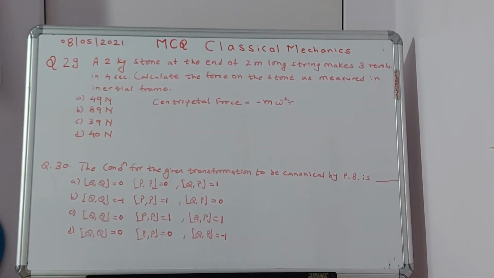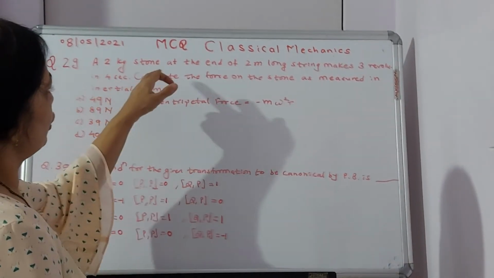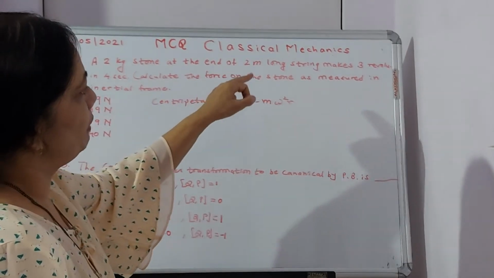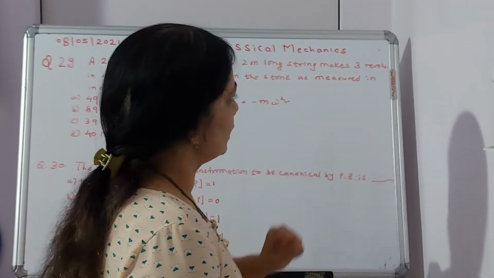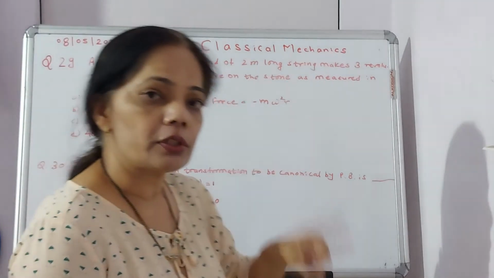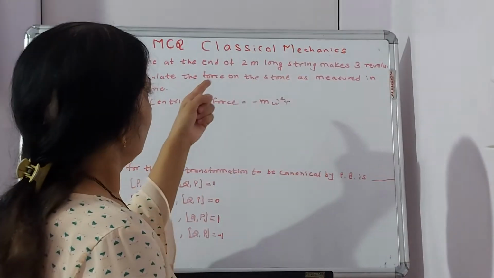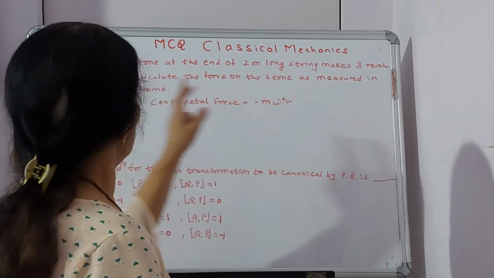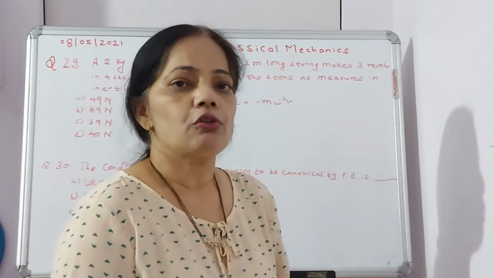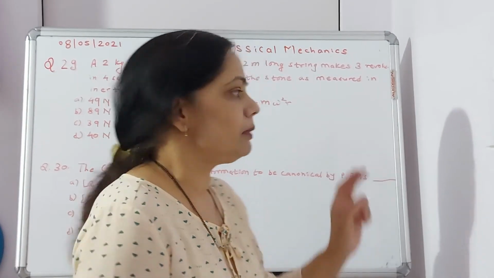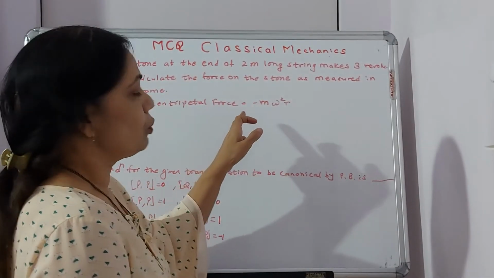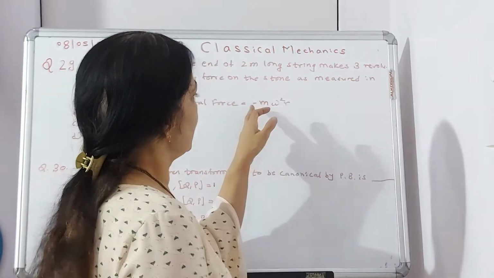Question number 29. A 2 kg stone at the end of a 2 meter long string makes 3 revolutions in 4 seconds. Calculate the force on the stone as measured in the inertial frame. So such a force is called the centripetal force, and the formula for that is minus m omega square r.